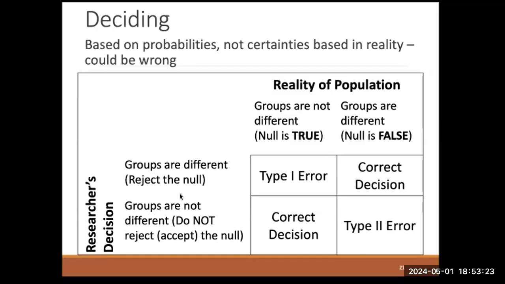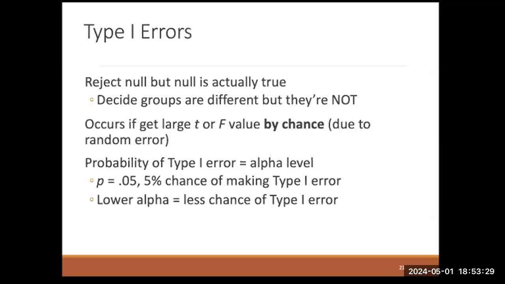So let's go over that. It's really important for you to distinguish between type 1 and type 2 errors. In a type 1 error, we reject the null, but the null is actually true. So in other words, we say the groups are different, but in reality, they aren't. So maybe in our sample, they seem to be different, but in the population, they are not different. There was no real effect of hypnosis.